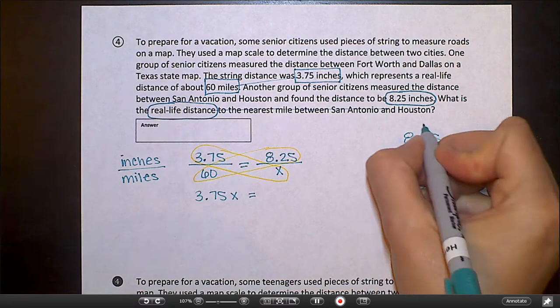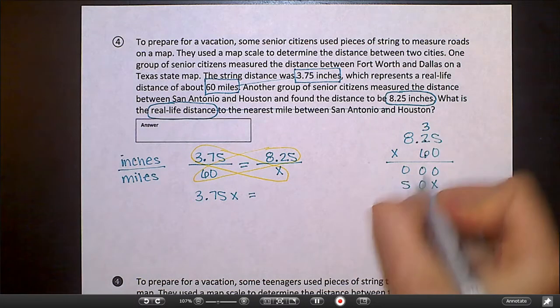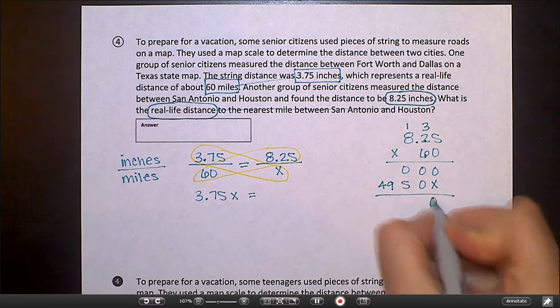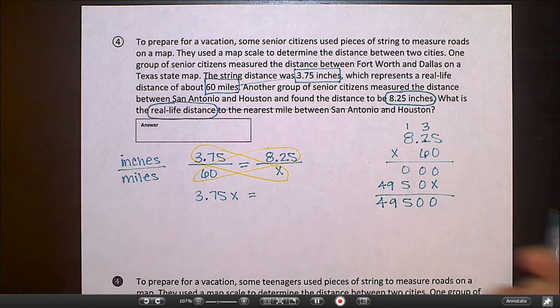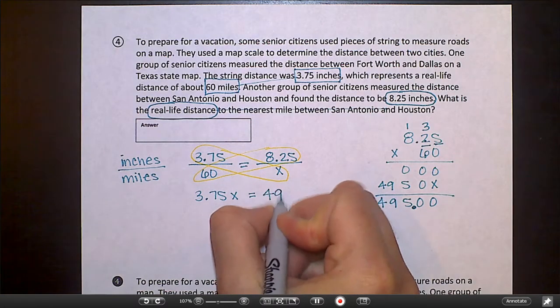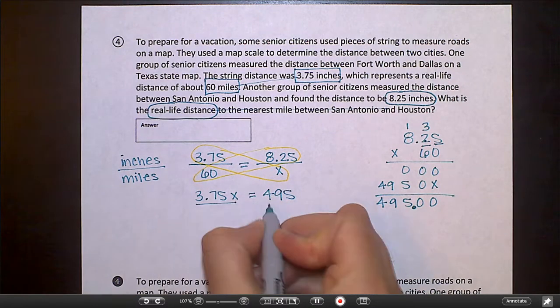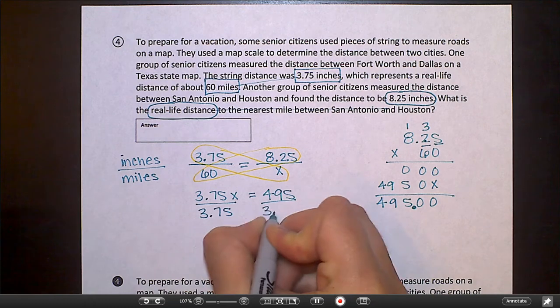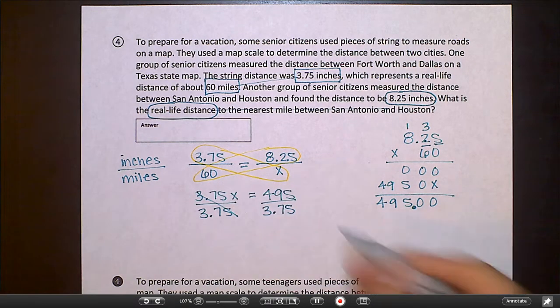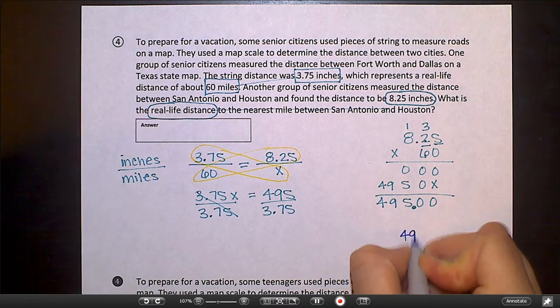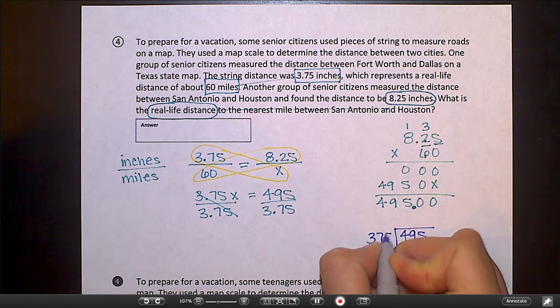6 times 5 is 30. 6 times 2 is 12, plus 3 is 15. 6 times 8 is 48, plus 1 is 49. So we get 0, 0, 5, 9, 4. I need 2 digits to go after the decimal point. So this is 495 even. I don't really need the 0.00 there. Now I'm going to divide both sides by 3.75. These cancel out, but bummer, now I have to divide by a decimal, so that's okay. We just have to be very neat with this. So 495 divided by 3.75.